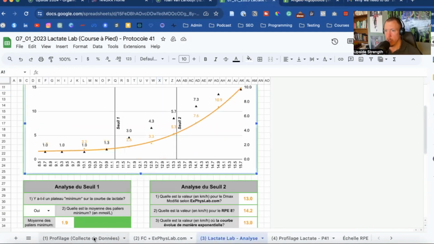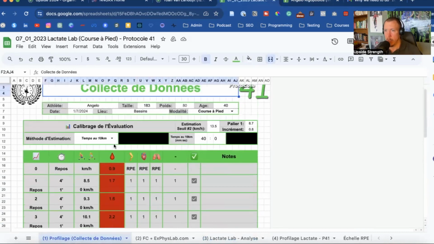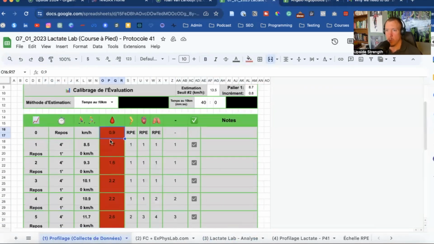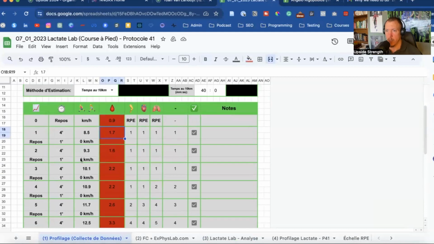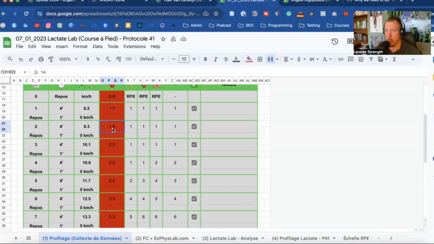So now let's look at the data that he sent me more recently. So he redid the test using my sheet to collect the data. So again, started at 8.5 and then went up 0.8 kilometers per hour every step, like we did in the initial test. Here are his lactate values.